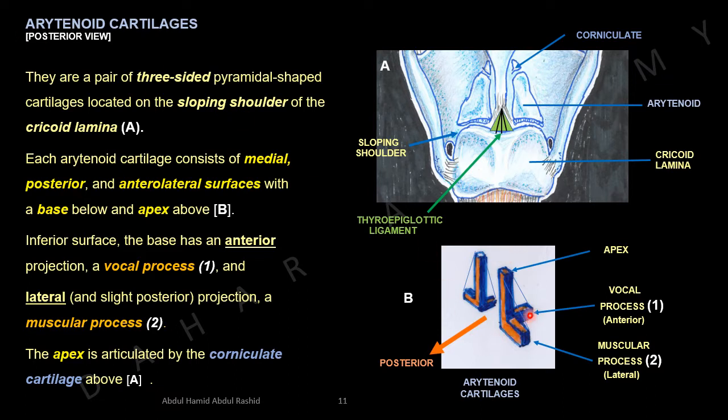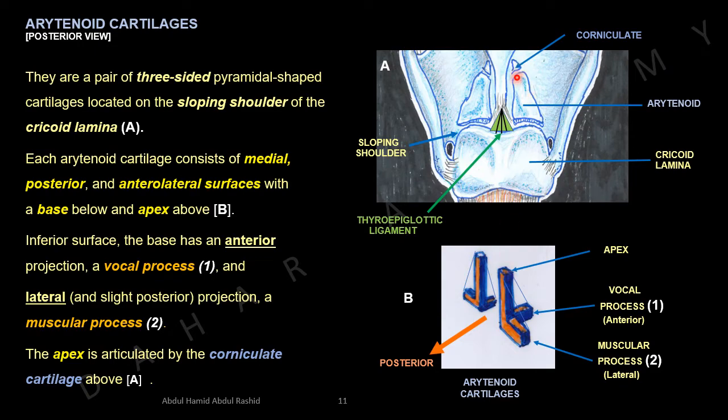Here, at the base, we have one anterior process where the vocal cord is attached, which we call the anterior or vocal process, and another here, the lateral process, where the intrinsic muscles of the larynx are attached, which we call the muscular process on the lateral side. This is the apex. The apex is articulated by the corniculate cartilage.